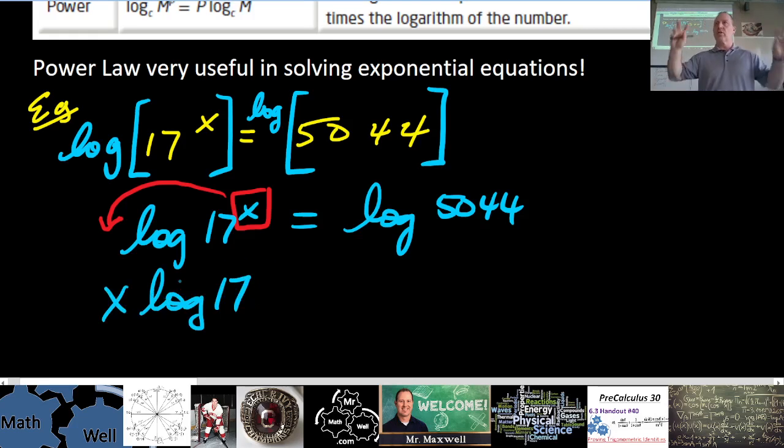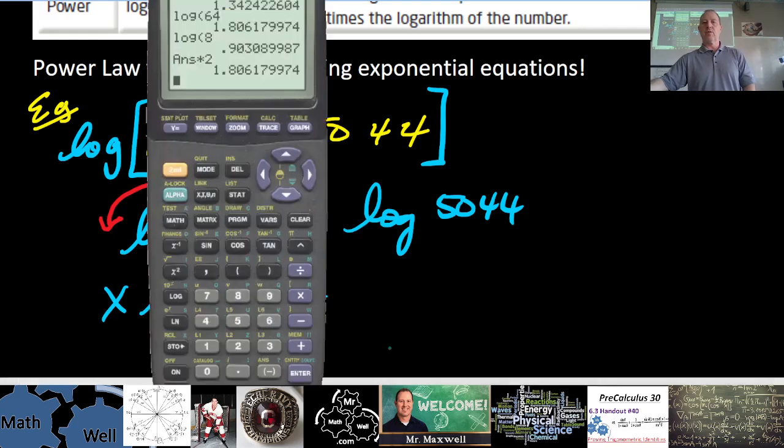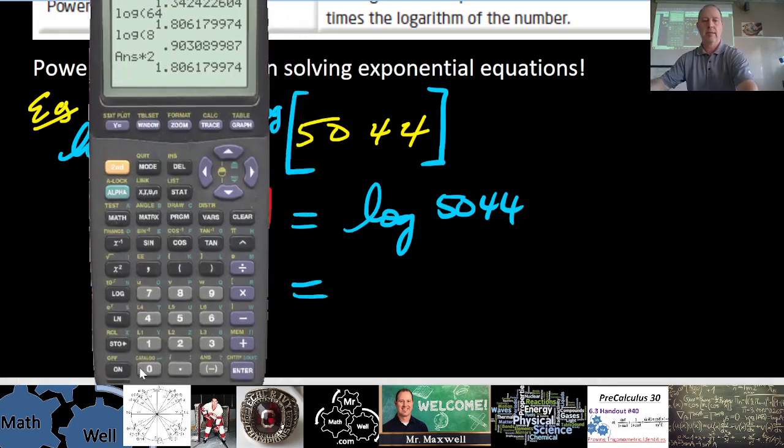The log sort of undoes that power, right? That's an opposite operation. So 17 to the power of x can be undone by taking the logarithm of 17 to the power of x. So logarithm and to the power of cancel each other out. And this x turns into just a regular number that I can do mathematical operations on. Okay? And so over here, log of 5044, let's just see what that is. Let's clear this. Log of 5044, that's going to be some decimal.